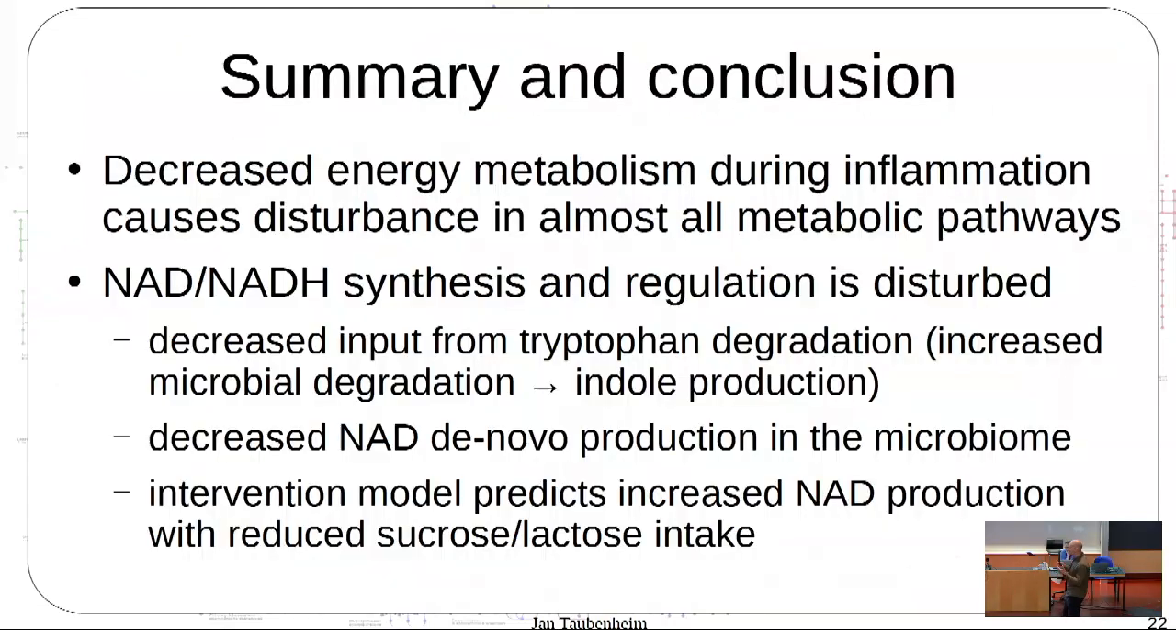So to sum that up, what I just told you is that we see a decreased energy metabolism that is most likely causing disturbances in almost all metabolic pathways we see across IBD. And then we see that NAD synthesis and regulation is massively disturbed. We see a decreased input from the tryptophan degradation in the gut. We see decreased de novo production by the microbiome. And yet we see some possible interventions for NAD production in the microbiome.